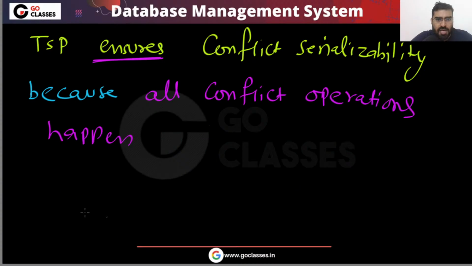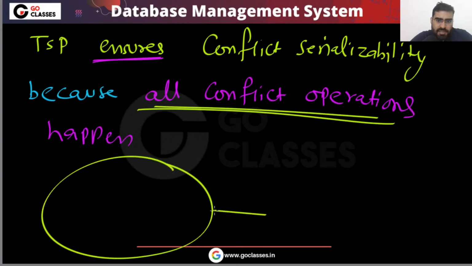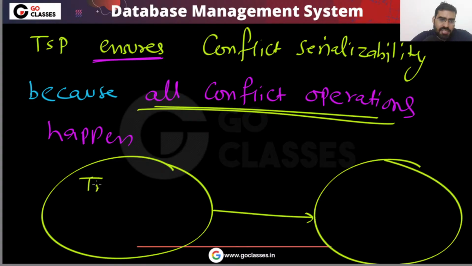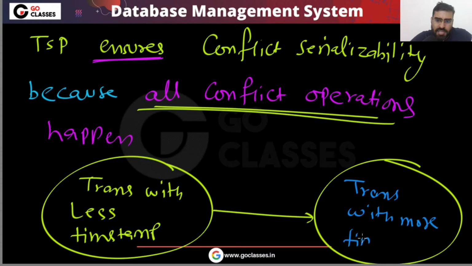What I want to say is that all the conflicting operations will happen in this order. Do you agree? In this order they will happen, from the transaction with less timestamp to the transaction with more timestamp. Do you agree that in this order the conflict will happen? All the conflict operations will happen in this order.